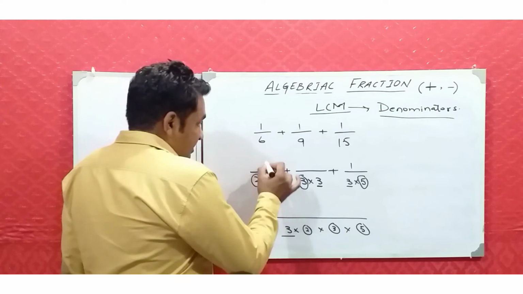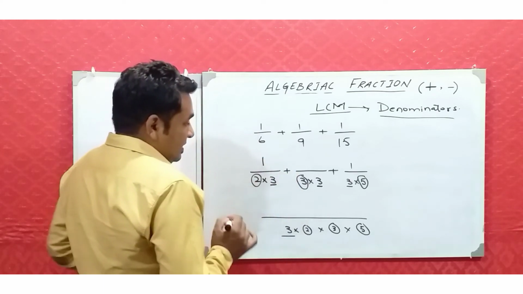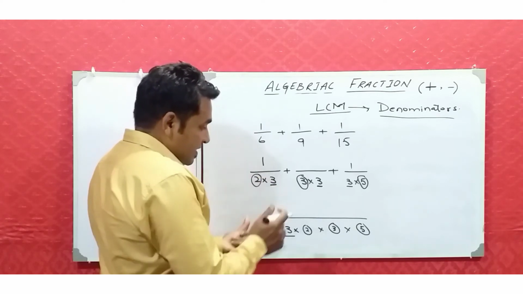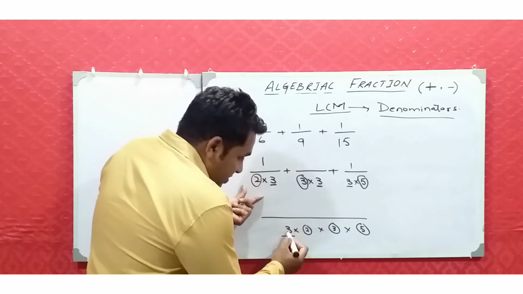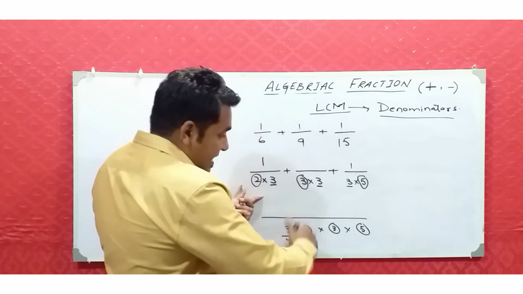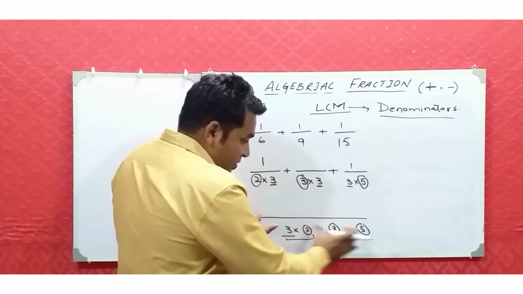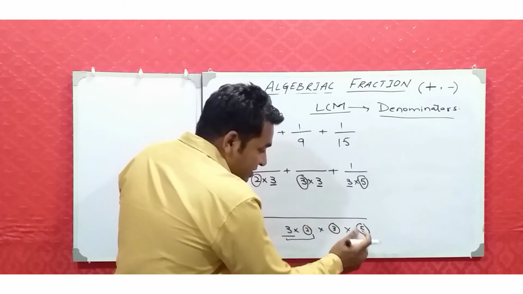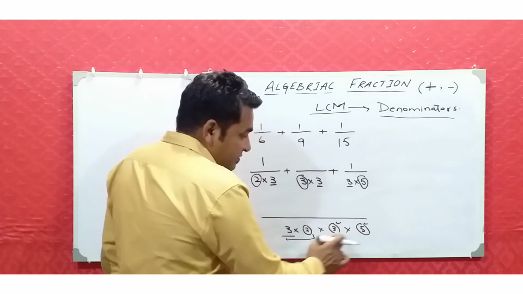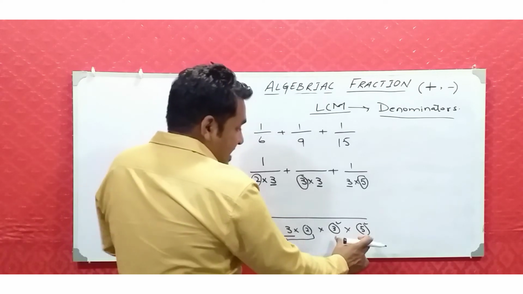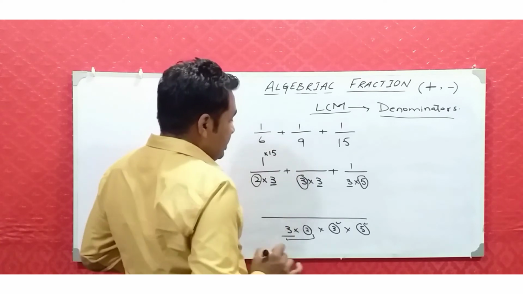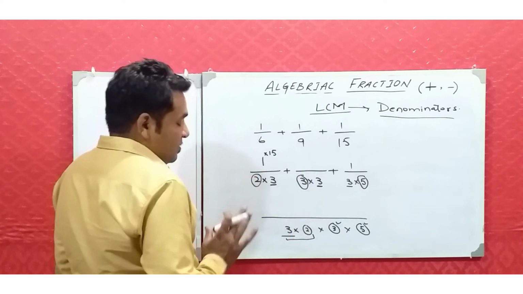Now look carefully, 1 was the numerator. In this denominator we have 2 times 3, so it becomes 6, and in this denominator we have this 3 and 5 left over. If we multiply them, it becomes 15, and by this 15 we will multiply the numerator. Getting my point? I hope you are getting it.